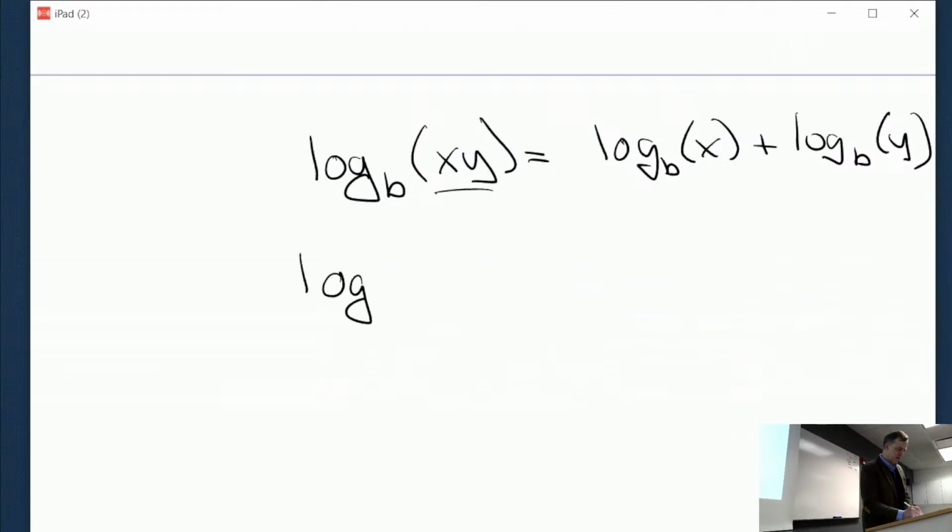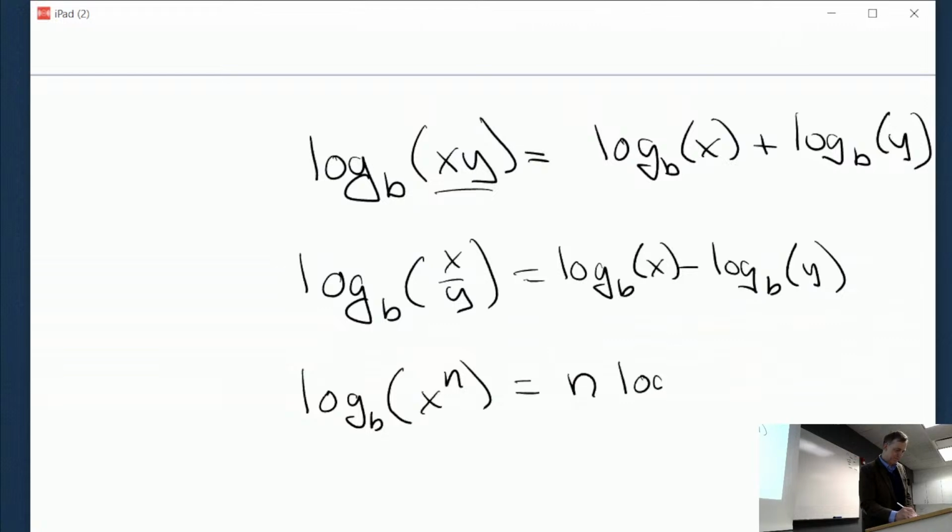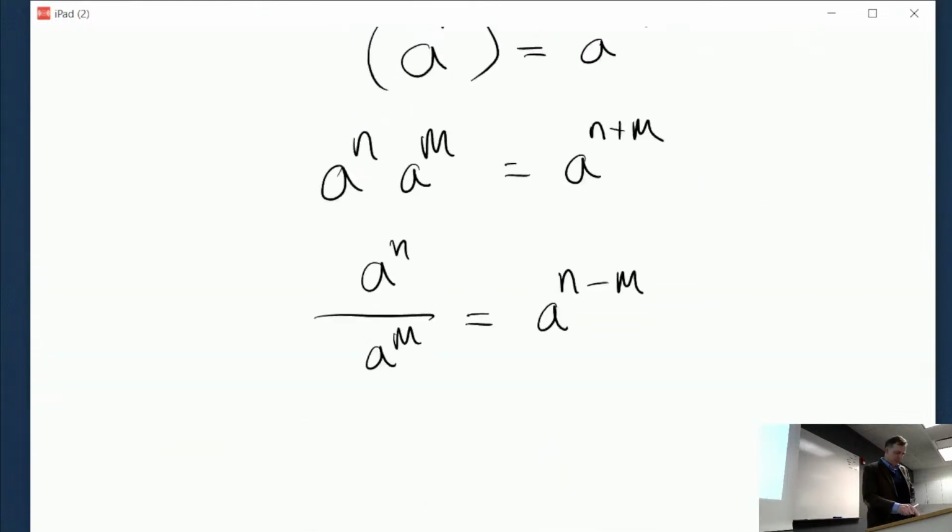The other ones are these, the log base b of x over y. If you have a fraction, you just take the difference of the logarithms. And then if you have the log base b of x to the n, you just take that exponent out front of x, sorry. Okay, so those are our rules of logarithms. They're related to the rules of exponents, and the only reason I put the exponents up first is because those we're familiar with, these not so much.